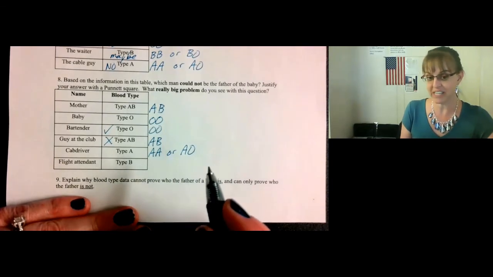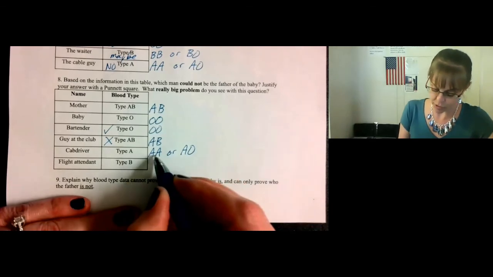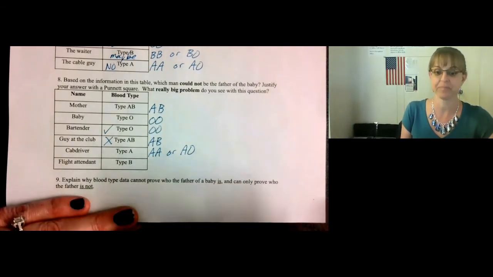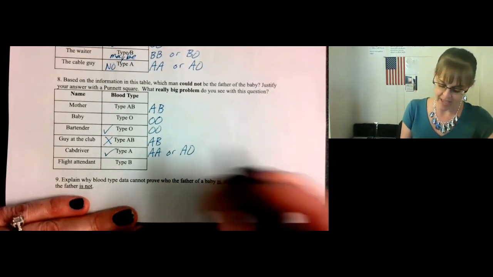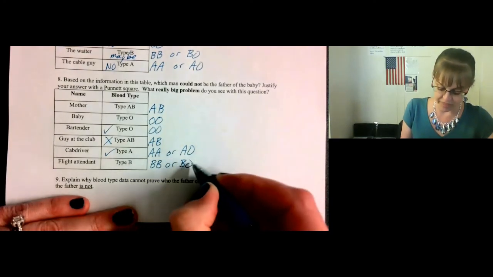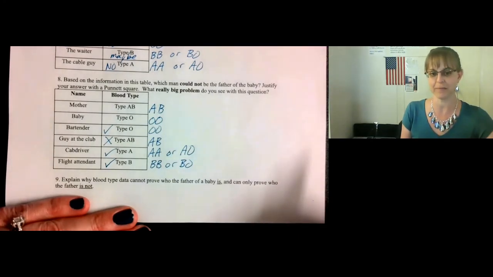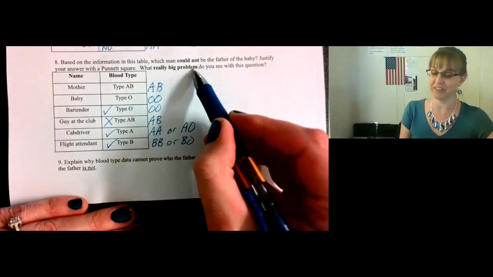When you do the type A blood test, you just know he's A or he's not. And so you don't know which genotype gives the type A phenotype. So he could be the father. We don't know enough details. And then type B would either be BB or BO. There is an O he could have passed on, so he is a possibility for the father. Make sure you explain the really big problem with this whole question.